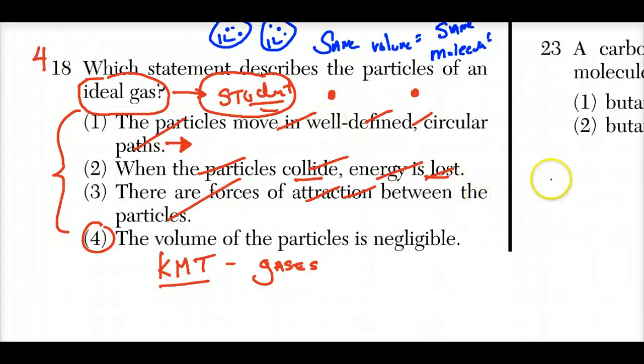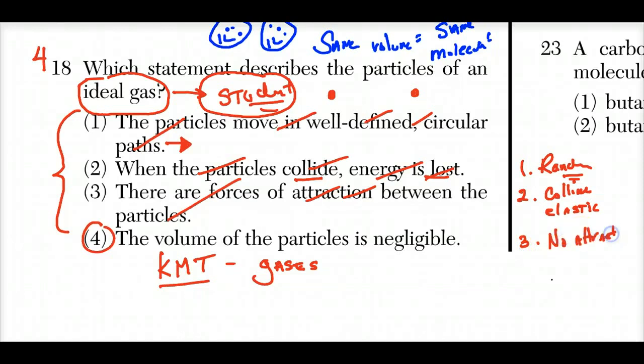So to go through this, number 1, random. Real gases, ideal gases are random. 2, when they collide, and they do so, energy is conserved. They call them elastic collisions. 3, they have no attractions. And 4, they typically have insignificant volume.